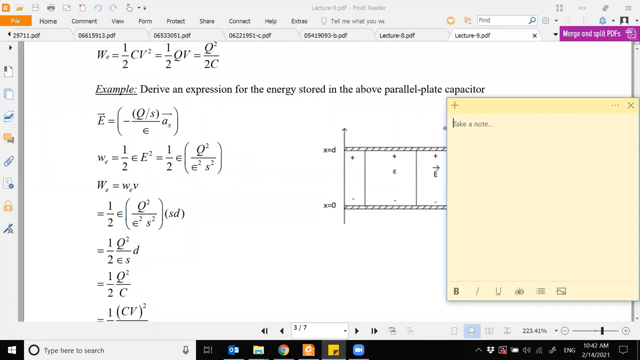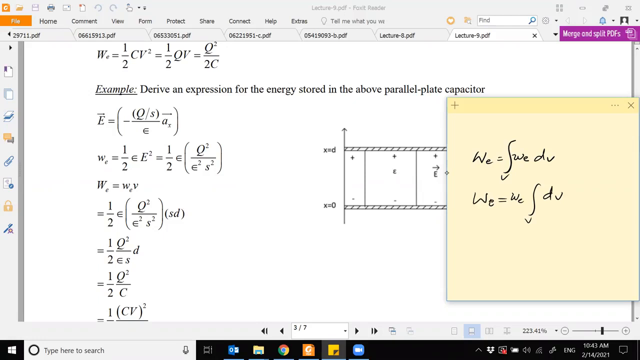Now, how can I find the energy? WE is obtained if I get the energy density and integrate it over the volume. Before that, if you see the energy density expression, they are all constants, right? Q is a constant, S is a constant, epsilon is a constant, everything is a constant. So therefore, in our case, I can take we outside. So it will be we times the integral over dV.